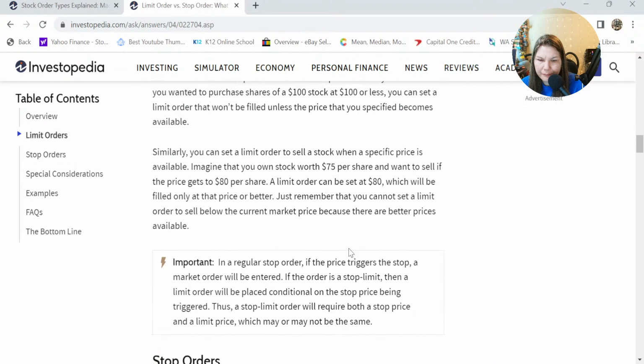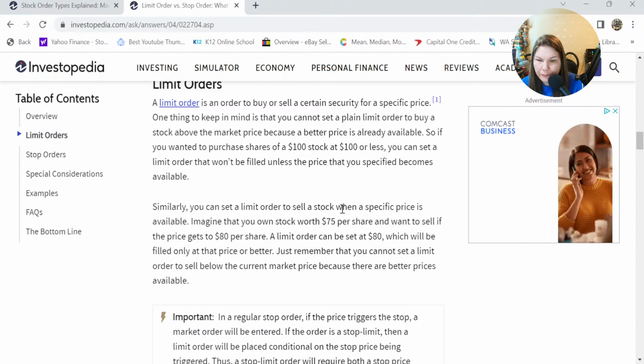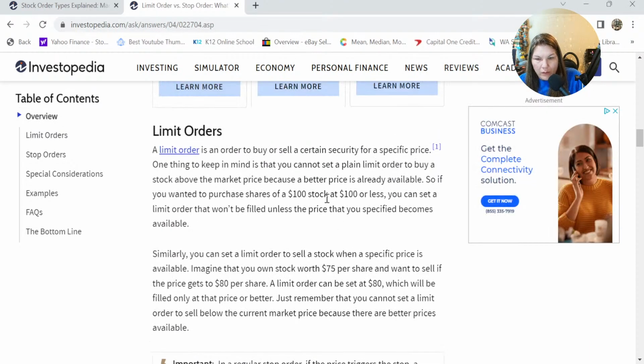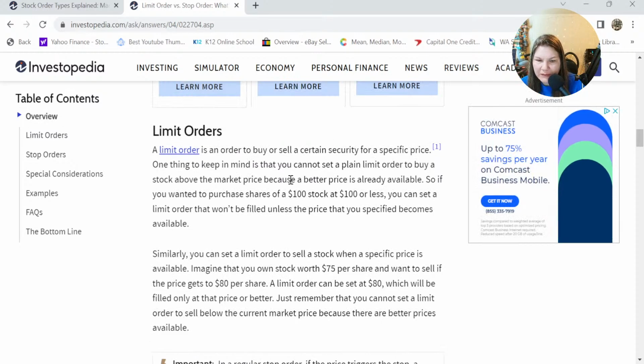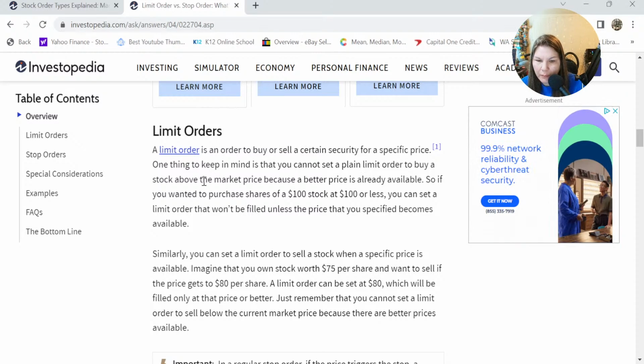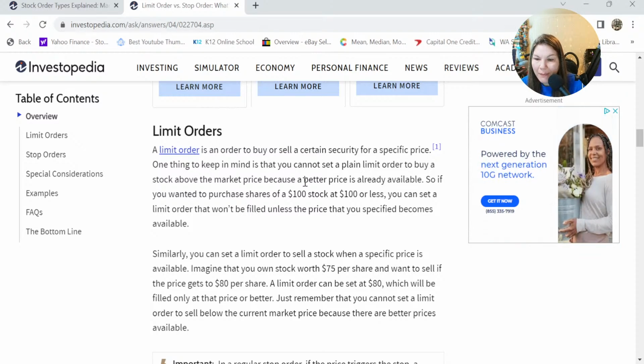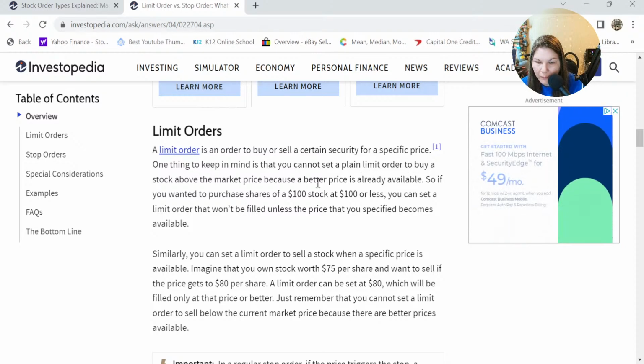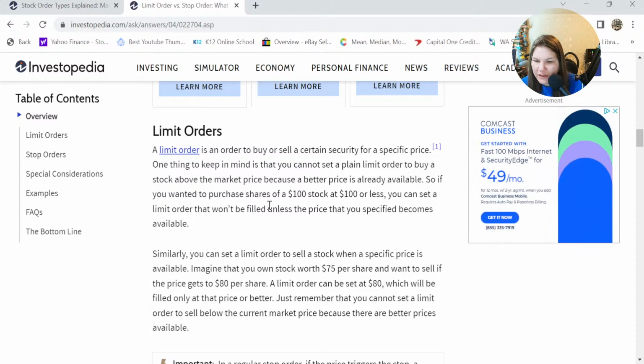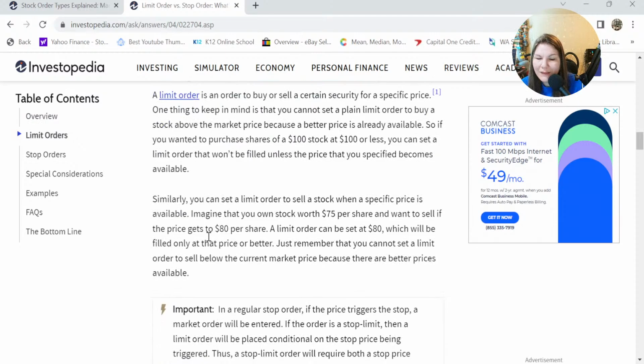Okay. A limit order to buy or sell a certain security for a specified price. One thing to keep in mind is that you cannot set a plain limit order to buy a stock above the market price because a better price is already available. So if you wanted to purchase shares of $100 stock at 100 or less, you could set a limit order that won't be filled unless the price that you specified becomes available. Similarly, you could set a limit order to sell a stock when a specified price is available.